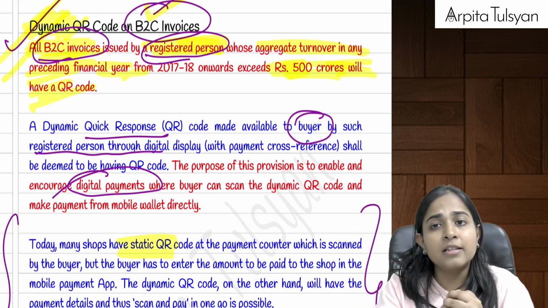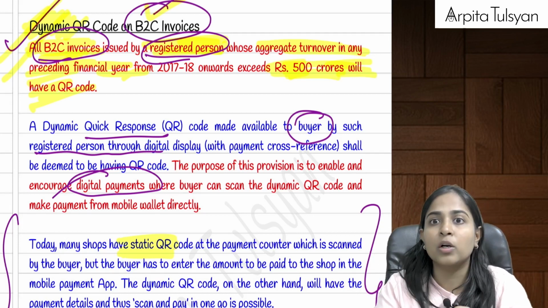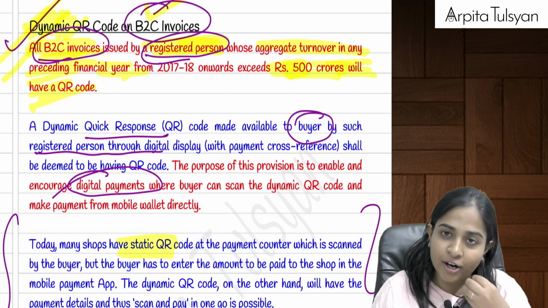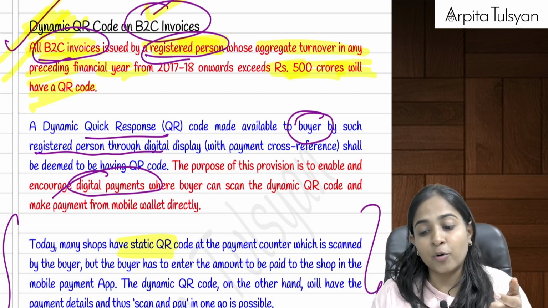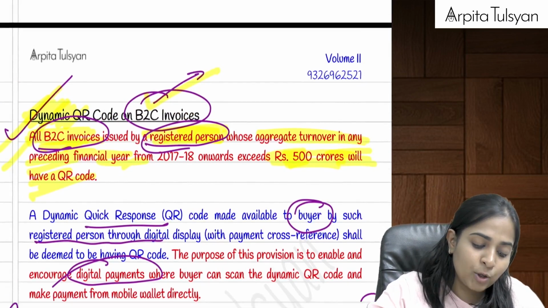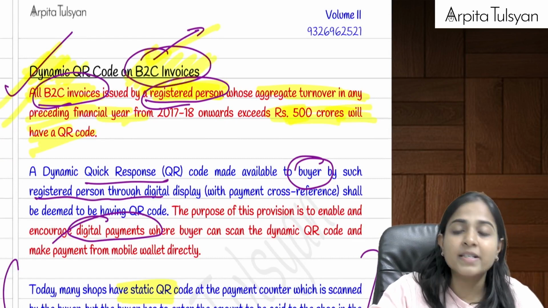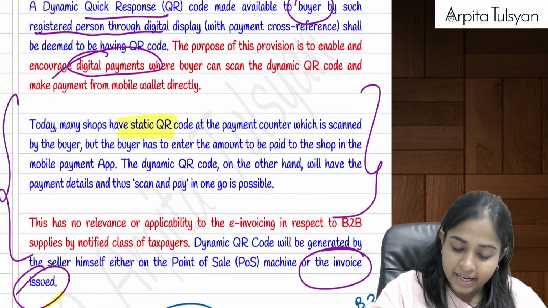You must have seen this in DMart, Star Bazaar, etc. When you scan that QR code, the amount of your invoice is already put into it. The system immediately generates that dynamic QR code, and once you scan that, the payment can be done. So for B2C invoices, it is mandatory to print the dynamic QR code on the invoice.